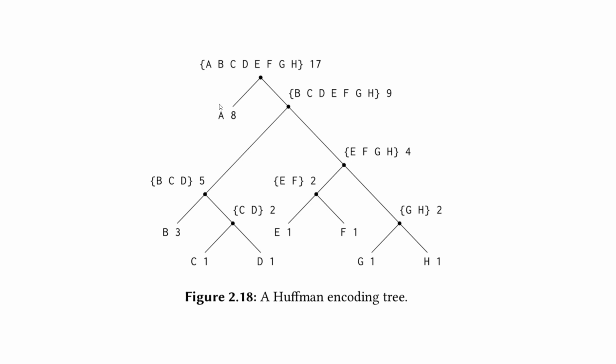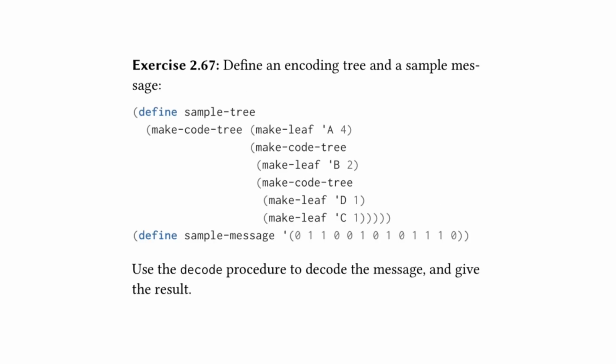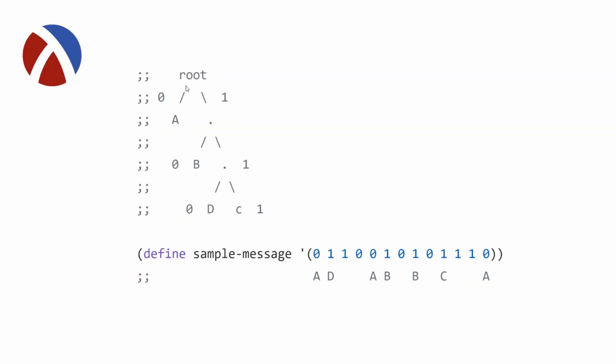So A here would be 1, B would be 0, 1, 1, C would be 0, 1, 0, 1, etc. And so it's quite clever. And we're going to skip all of the code that the book introduces to exercise 2.67, which says define an encoding tree and a sample message given the following. So we've got A with 4, B with 2, and then D and C with 1. And then we have a sample message, which is the following, and it says using the decoding procedure, decode this message.